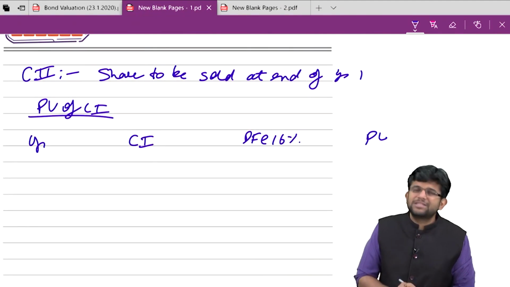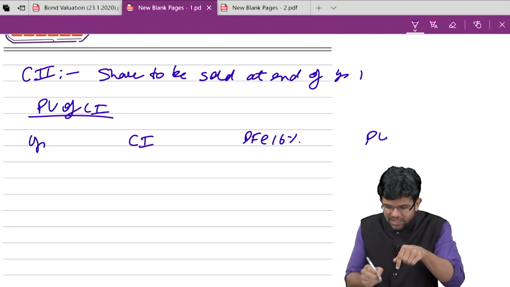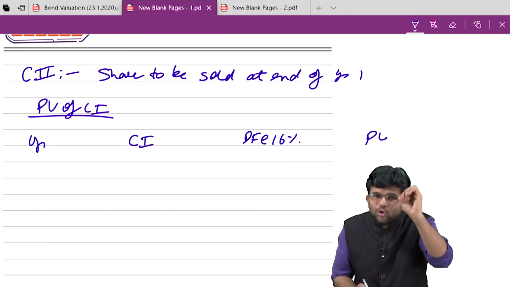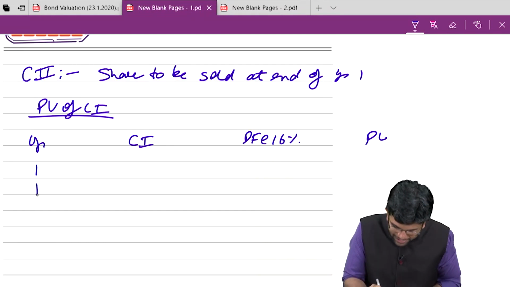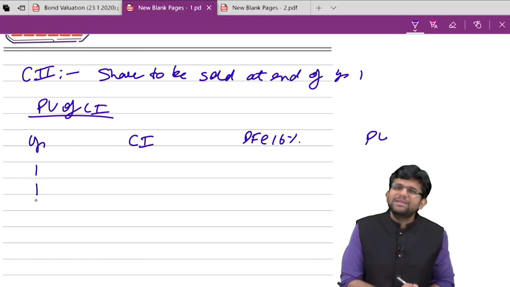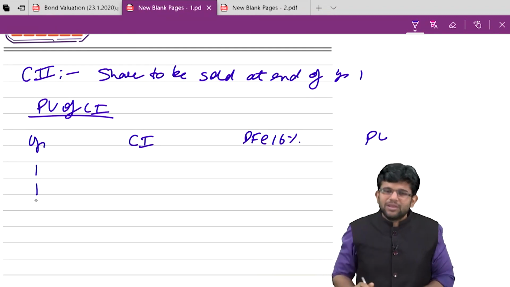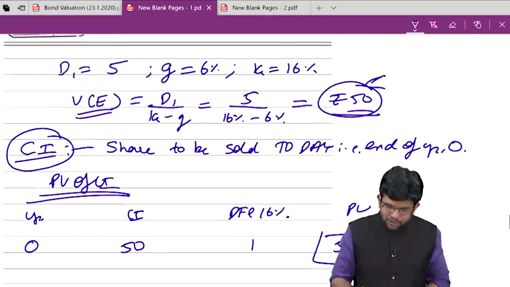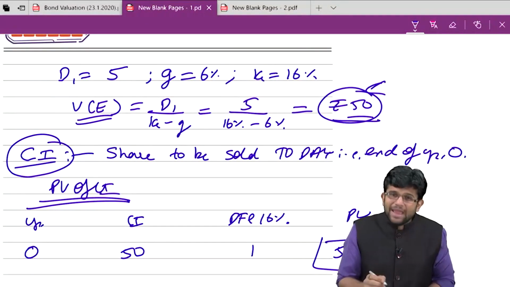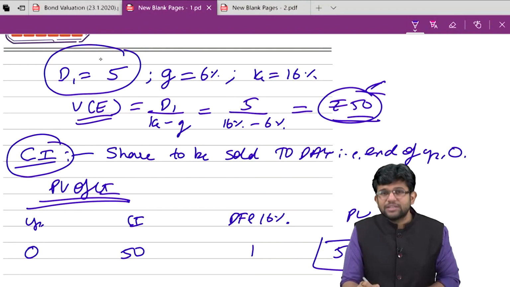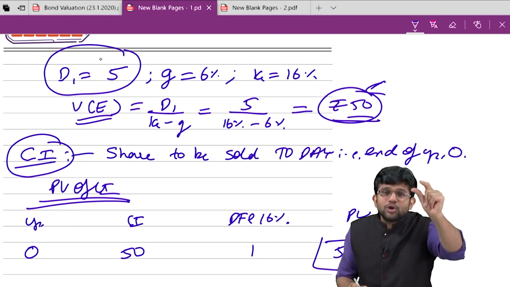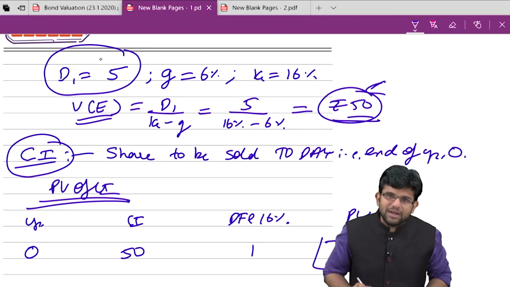Now do you realize, children, the year which I will be writing is not 0 but it will be 1 and 1. What does that mean, sir? 1 and 1. Children, do you realize if he is planning to sell the share after a year, then he will not only be getting this dividend of 5, but also he will be getting the price at the end of year 1. Everybody following?